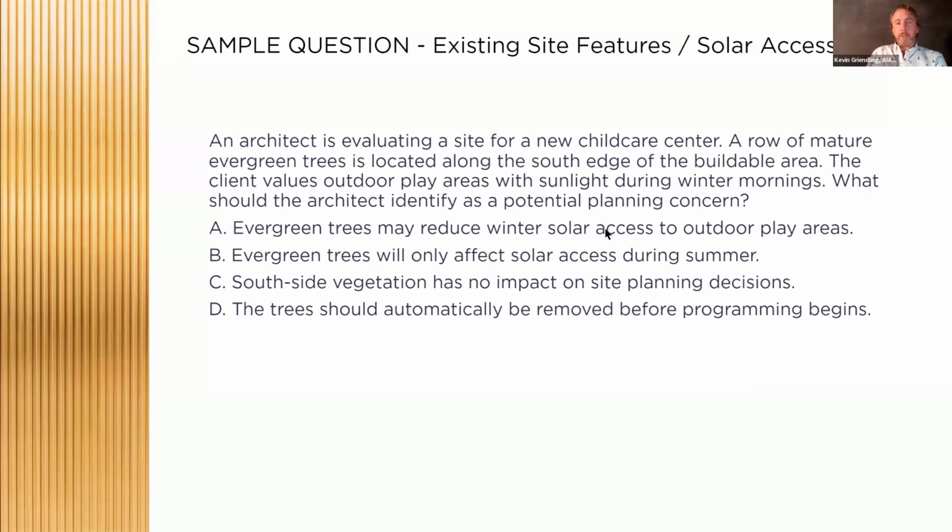Evergreen trees may reduce winter solar access to outdoor play areas. Evergreen trees will only affect solar access during summer. South side vegetation has no impact on site planning decisions. The trees should automatically be removed before programming begins. So this one is very clearly going to be A. The trees, because they're evergreen, will reduce winter solar access to outdoor play areas.